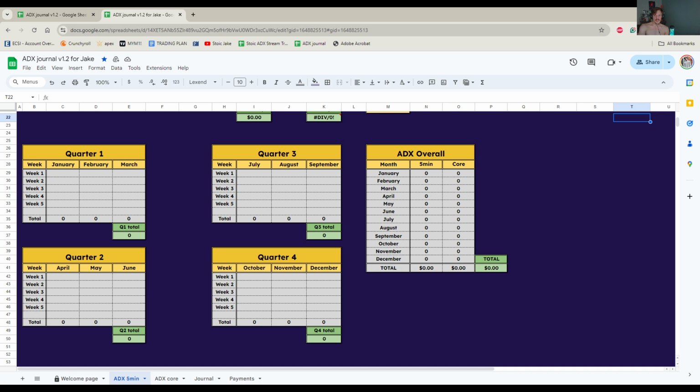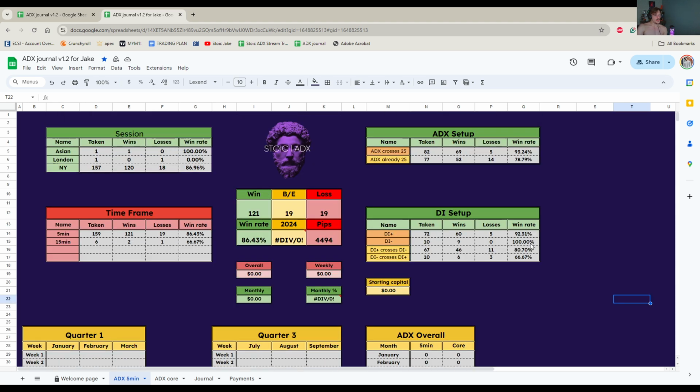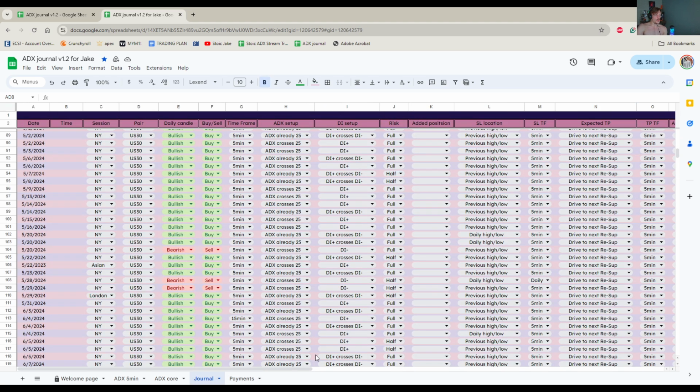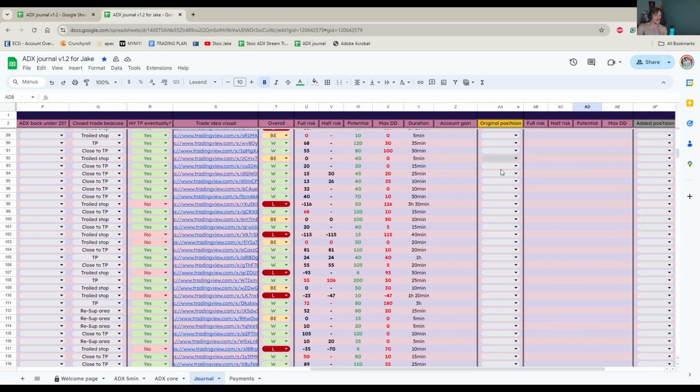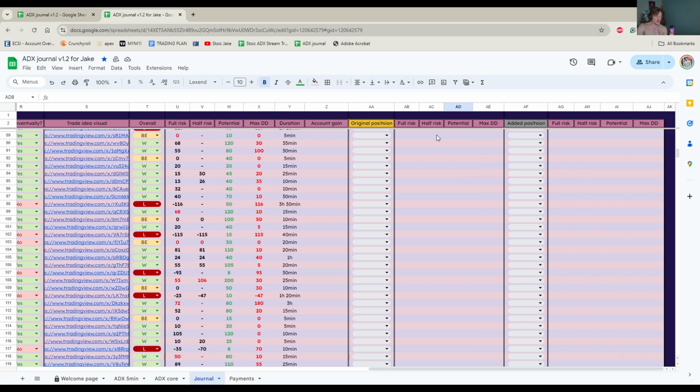If you have any questions, feel free to contact me or contact Andres. It's a pretty simple journal, you know what I'm saying? If you don't need to use any of this stuff right here, you don't need to. But how you fill in the first position is how you would fill in the potential, the max DD, the duration, account gain. And if you want to input it right here, then also input it right here.